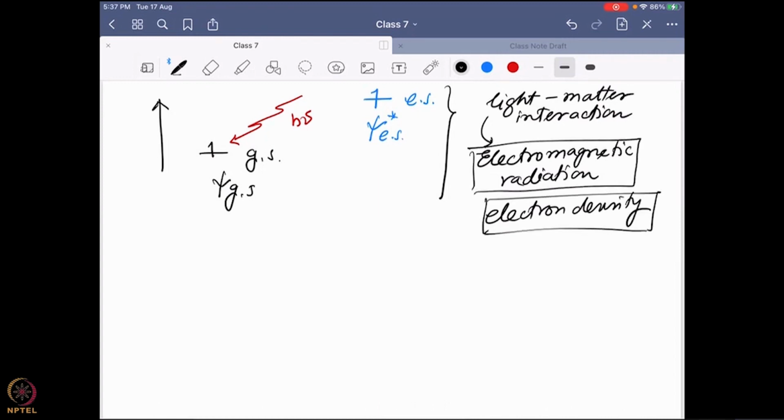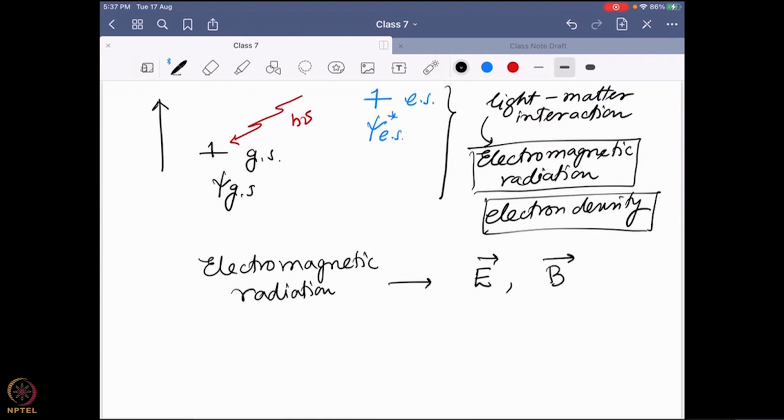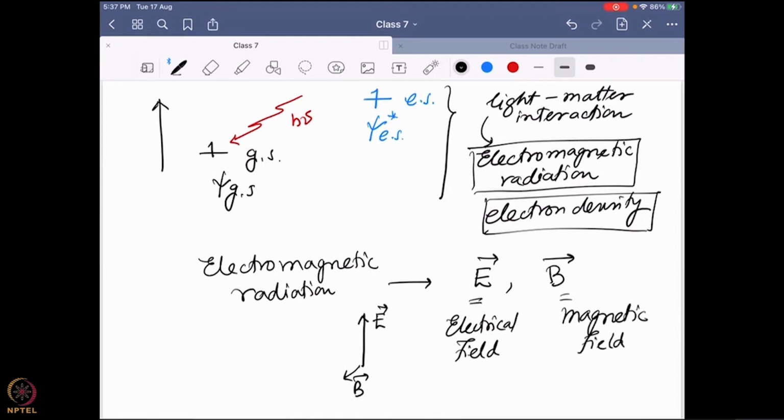Now when we talk about electromagnetic radiation, electromagnetic radiation has two components again, an electrical field and a magnetic field. And how are they actually oriented? They are oriented perpendicular to each other. So these two things, the electrical field and magnetic field, can come and interact with the electron density present in a molecule.